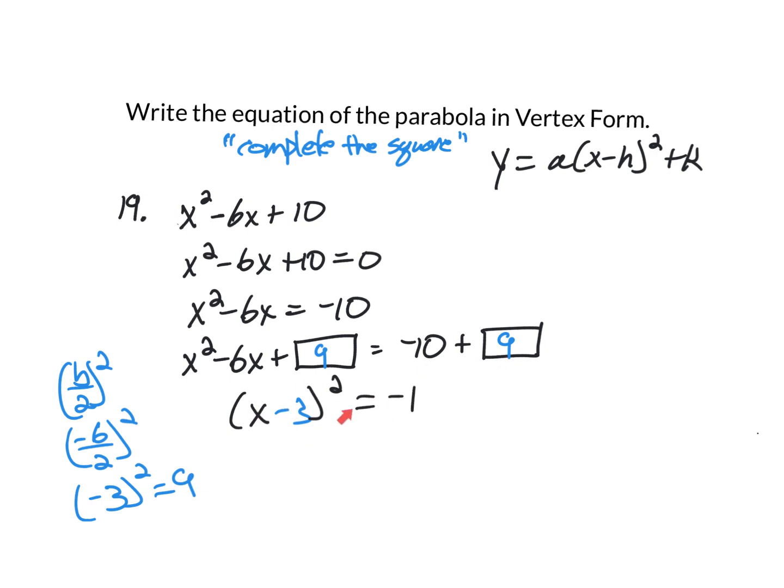Then if we want to write this in our vertex form, we simply bring the negative 1 back over, or we're adding 1 to cancel it on the right side, and we're adding 1 to the left side. So our equation in vertex form is y equals x minus 3 squared plus 1.